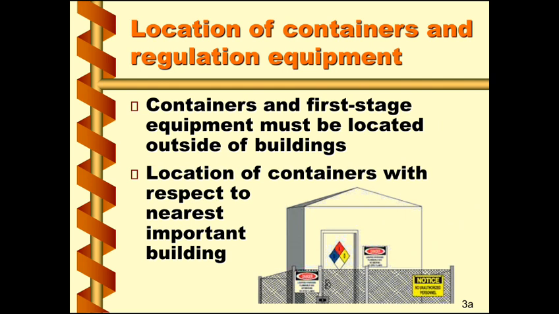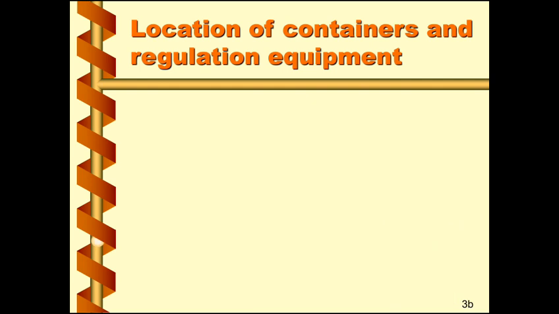So liquid petroleum gas is a very useful chemical, but along with that, it is very dangerous too if we don't follow the safety rules and regulations. That's why the containers or first stage equipment must be located outside the building in order to avoid accidents. Depending upon the location of containers with respect to the nearest important buildings, we have to take care of the safety rules and regulations and store them properly.